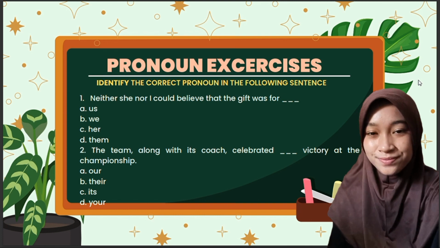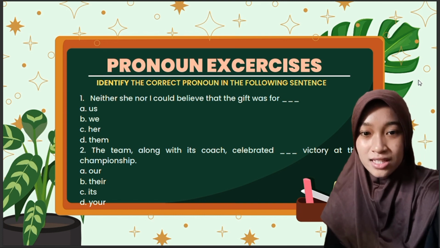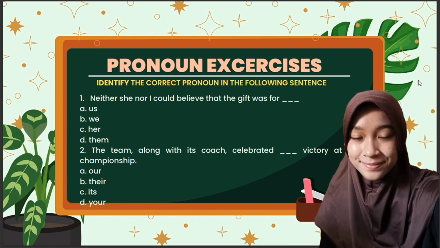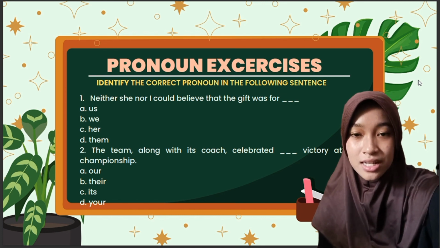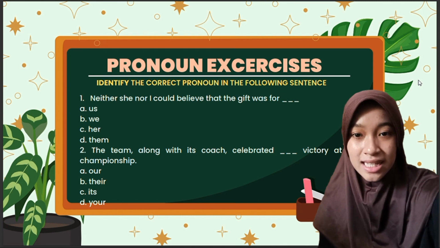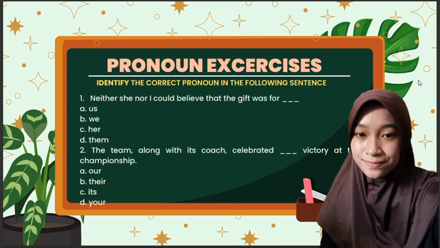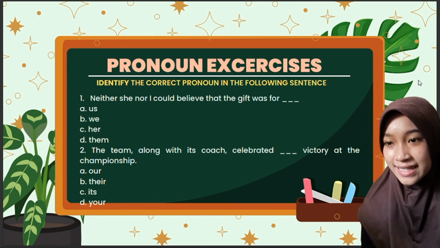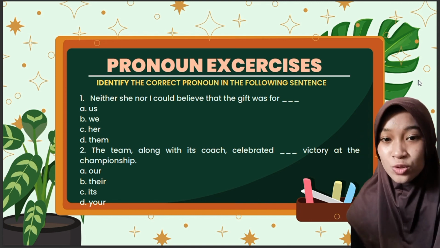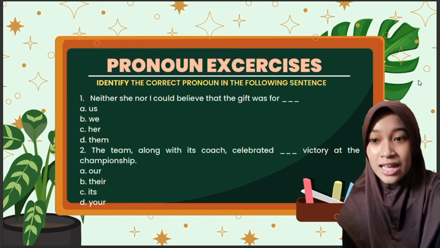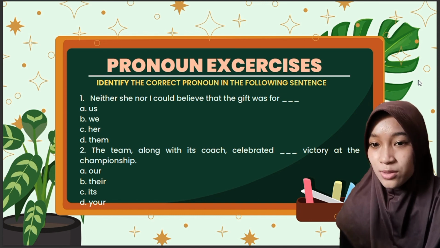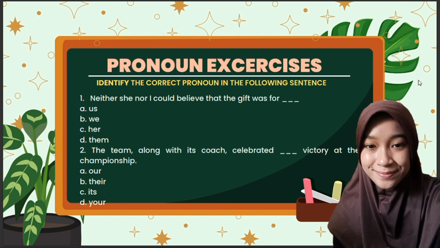Question number 2. The team, along with its coach, celebrated blank victory at the championship. A. Our, B. Their, C. Its, and D. Your. The correct answer is C, or its. In this sentence, the possessive pronoun its is used to indicate ownership by the team. The pronoun its agrees with the team, which is treated as a singular entity.